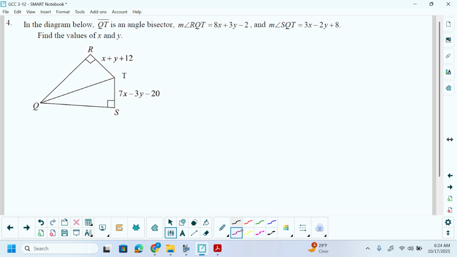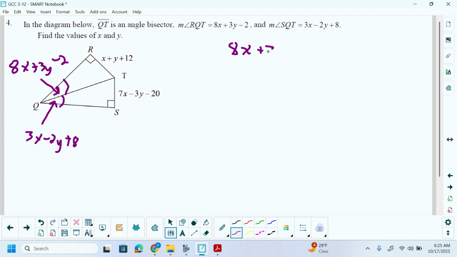So if QT is an angle bisector, we know it makes two congruent parts. They tell us RQT, this part, is 8x plus 3y minus 2. And they told us SQT, this other part, is 3x minus 2y plus 8. Notice we have two variables, so we need two equations. Well, for starters, we've got those angles marked congruent, so let's make them equal to each other. So we'll have 8x plus 3y minus 2 equals 3x minus 2y plus 8.